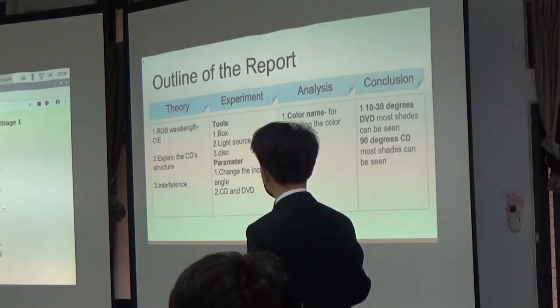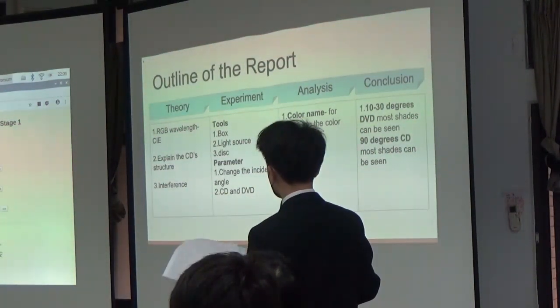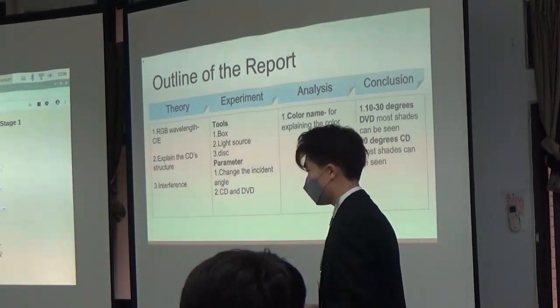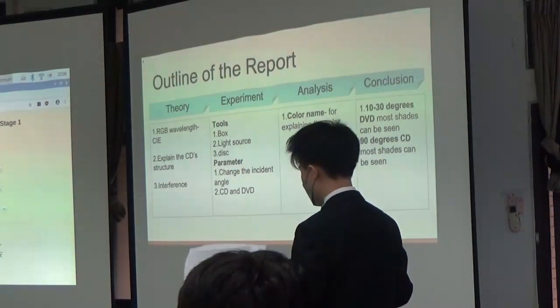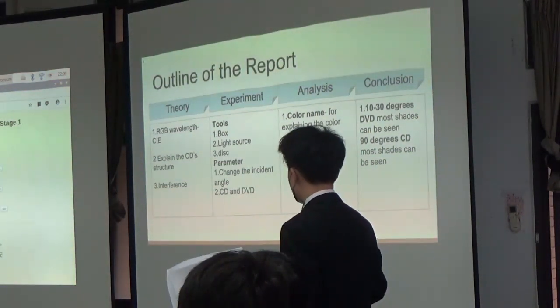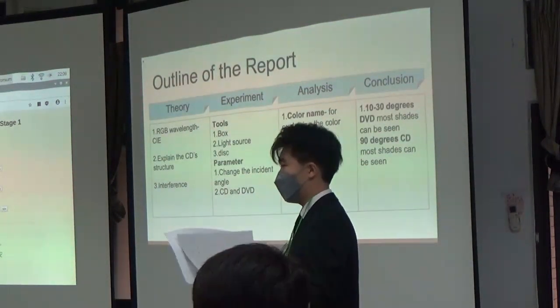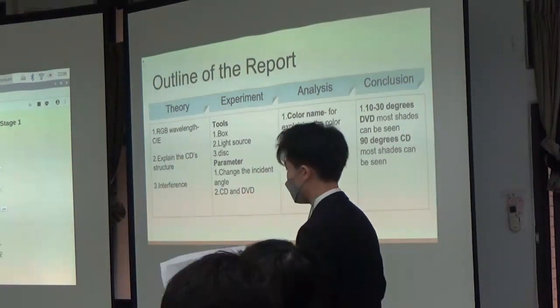And this is the outline of the reporter's report. For the theory, he used the RGB wavelengths. From the opponent's opinion, he tried to use this to say that different colors are a combination of these three basic colors. And also, he explains the CD structure, which may lead to our later discussion. And also, he shows the concept of interference.